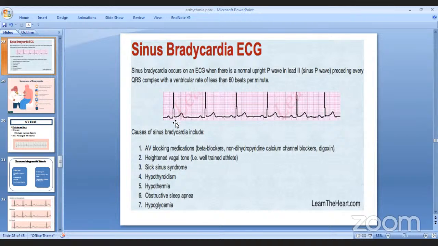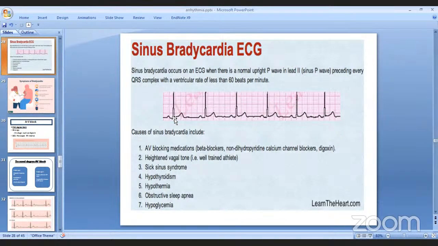Obviously the P wave, QRS complex, and T waves are all normal. And it's regular. If you count the large boxes, we might say 1, 2, 3, 4, 5, 5.5 boxes. It's regular, right?